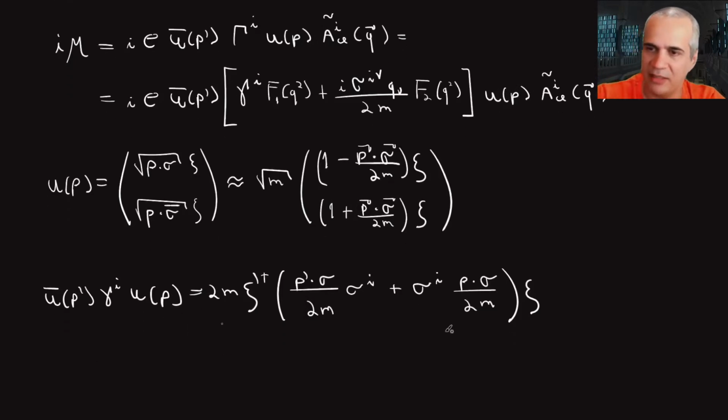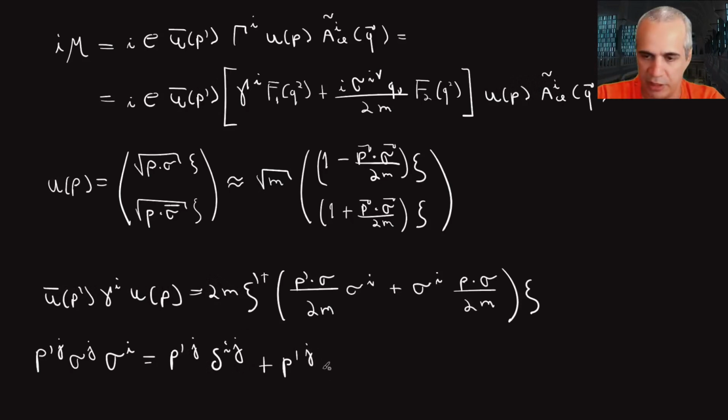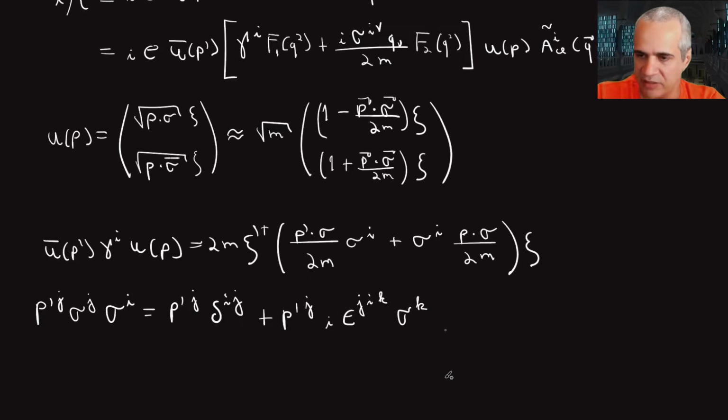Now, I want to rewrite this as something that looks like that, and it will be clear soon why. I want to group these two pieces, and the way to do that is to use this product here. I can just write this as p prime_j σ_j times σ_i, because it's a sum here. Using properties of the Pauli matrices, this is p prime_j δ_ij plus p prime_j i ε_jik σ_k. This is the totally anti-symmetric Levi-Civita tensor.